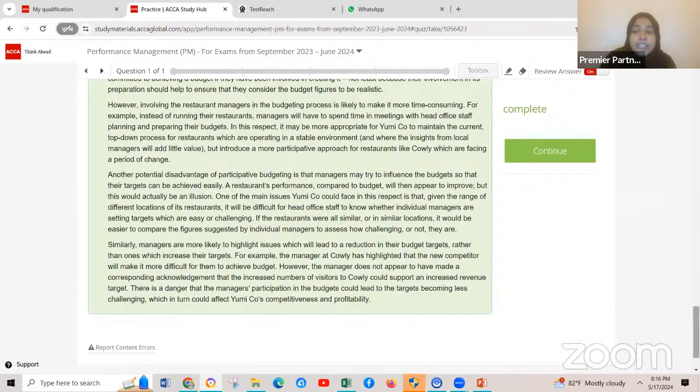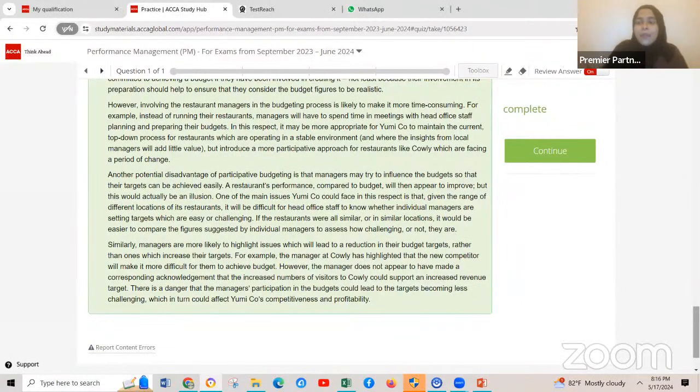Similarly, managers are more likely to highlight issues which will lead to a reduction in their budget targets rather than ones which increase their target. For example, the manager at Cowley has highlighted that the new competitor will make it more difficult for them to achieve the budget. They're only putting the negative things out there so that the budget will be easy for them. However, the manager does not appear to have made a corresponding acknowledgement that the increased number of visitors to Cowley should support an increased revenue target. They did not put it forward because they want to show that it was difficult, but we achieved something great.